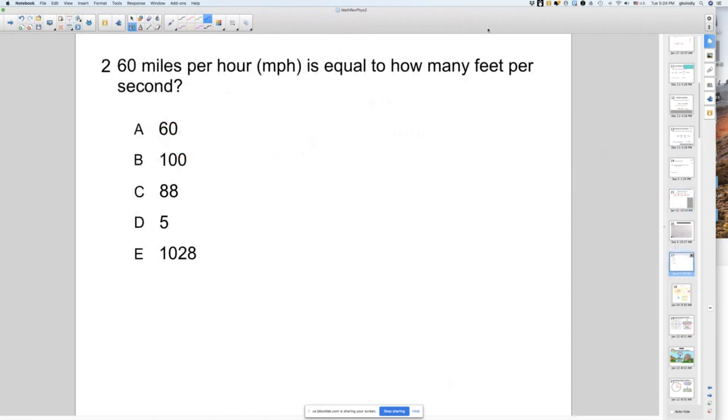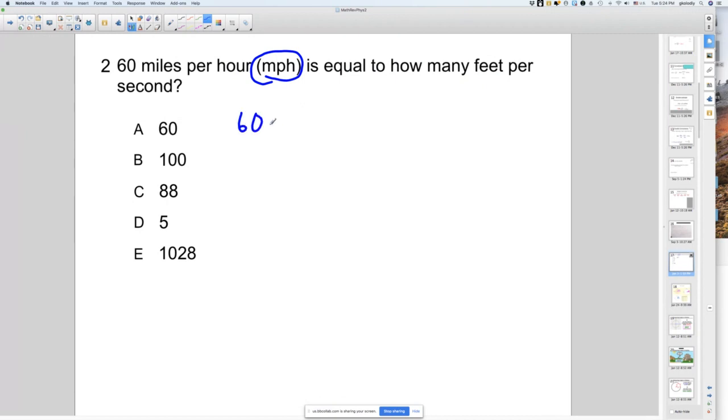Okay, so I want to do one more example. 60 miles per hour is equal to how many feet per second? Miles per hour is usually what you see in a car, but if you're running or walking, your speed may be in feet per second. It'd be a more convenient unit. So let's start off with this.